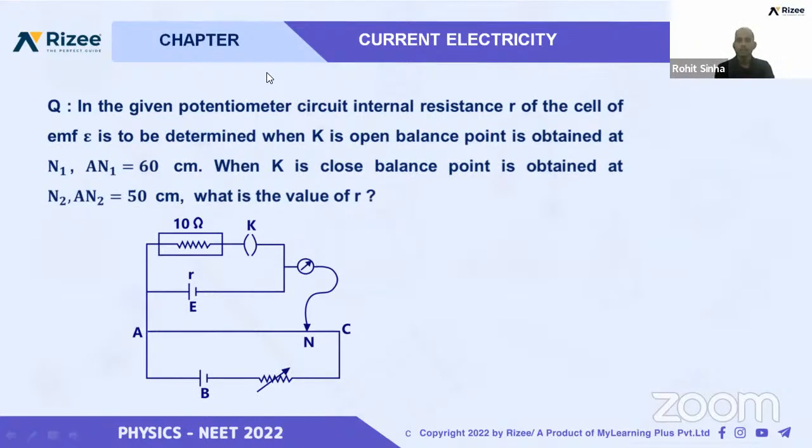Any answer from anyone? Try this, try this, all of you. Ten seconds or more.